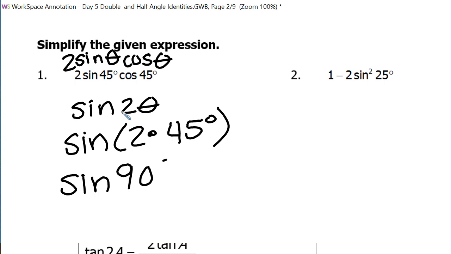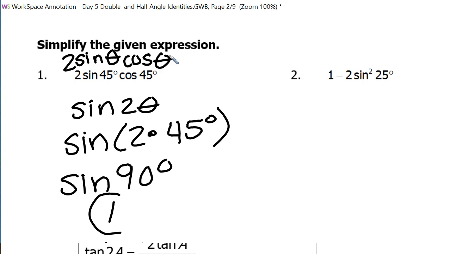If it's a unit circle value, you need to continue one final step. So thinking about my unit circle, 90 degrees would be right here. What is that ordered pair? 0, 1. So what's the sine of 90 degrees? 1. So if it's a unit circle value, keep going.